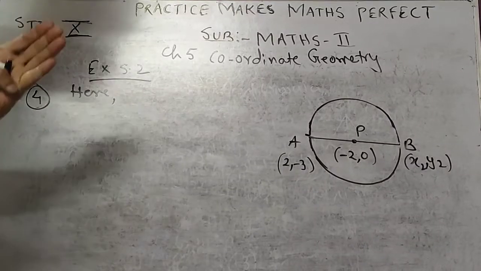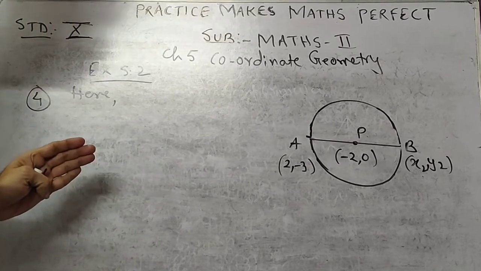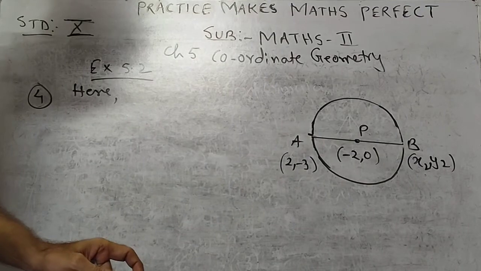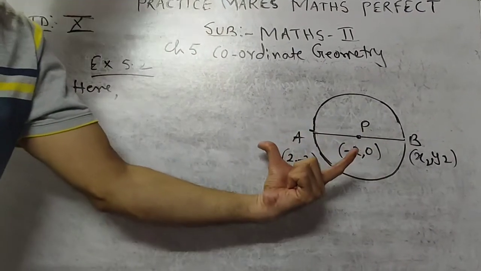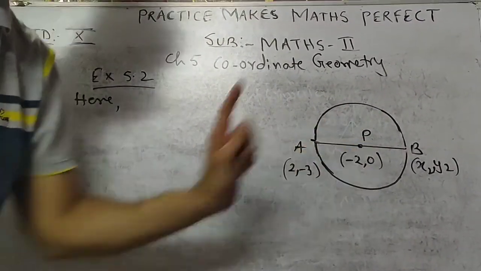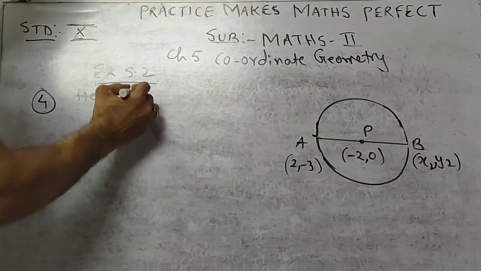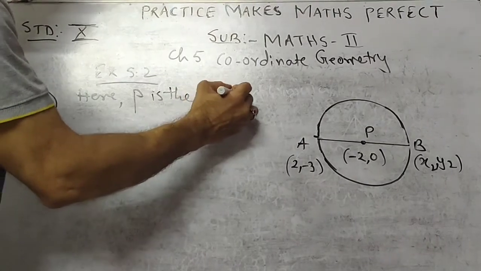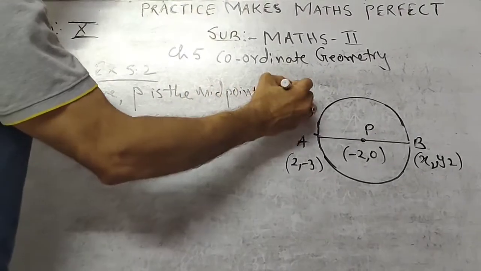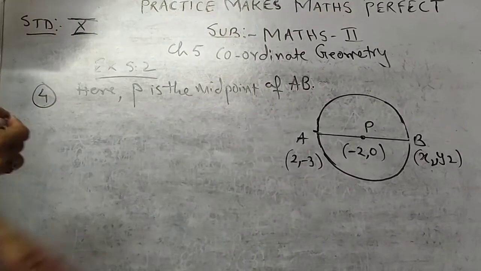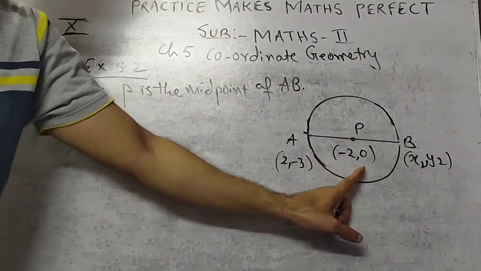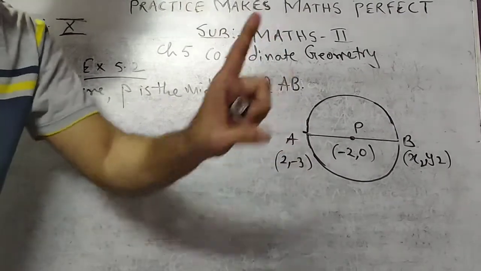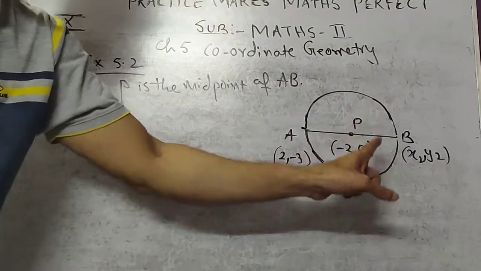Okay, now come to sum number 4, practice set 5.2. It is told that P is the center of the circle, and AB is the diameter. That means P is the midpoint of AB. So here P is the midpoint of AB, correct? So now P coordinate is minus 2 comma 0, A coordinate is 2 comma minus 3, and you have to find out B coordinate, that is x2 y2.